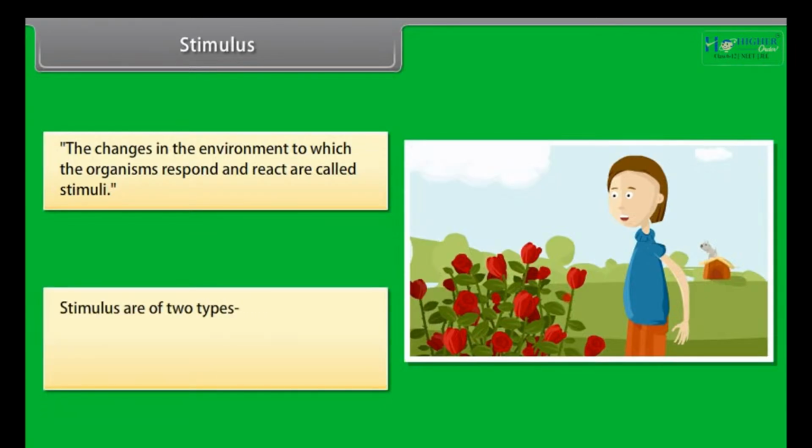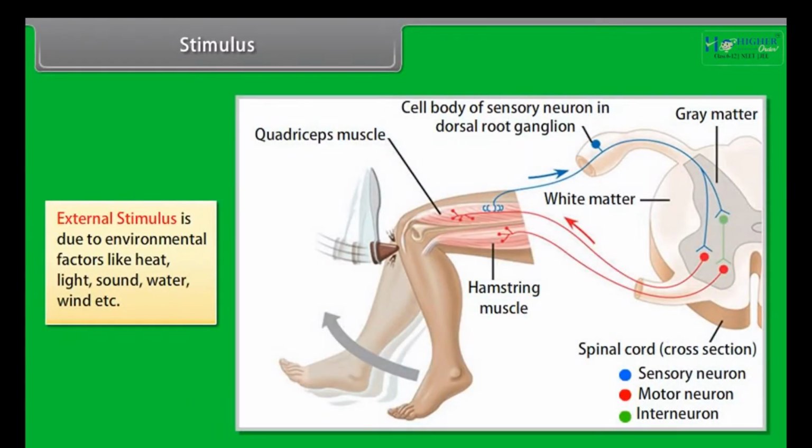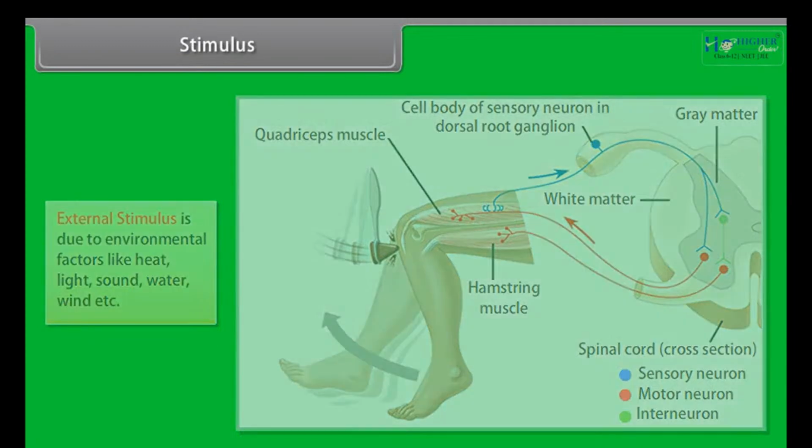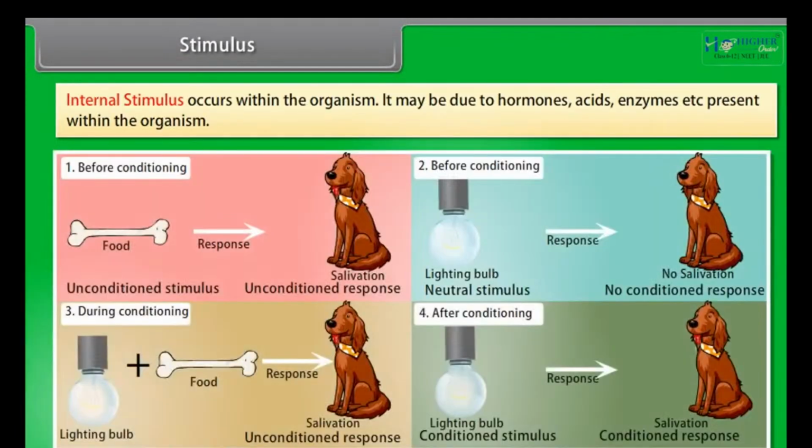Stimuli are of two types: external stimulus and internal stimulus. External stimulus is due to environmental factors like heat, light, sound, water, wind, etc. Internal stimulus occurs within the organism. It may be due to hormones, acids, enzymes, etc. present within the organism. Coordination in animals.